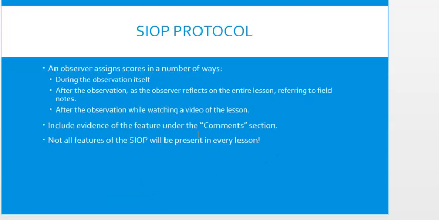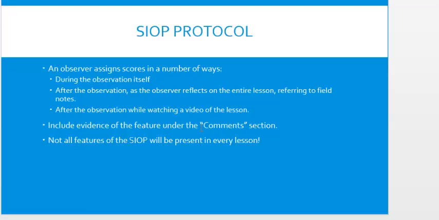So when you're observing, you can watch during the observation, or you can score them after the observation. While you're watching the observation, you would take notes on what you're observing, or after the observation while watching a video, you could score them as well. But you want to make sure when you're filling out your SIOP protocol sheet that you include evidence where you see there's a place that says comments. So write what you see that made you decide to give them that score.